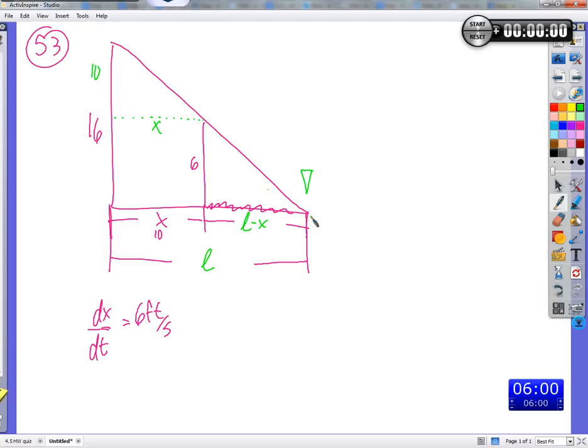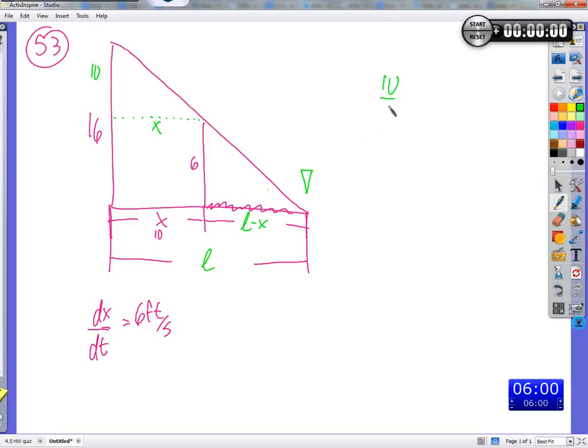Could you do 10 over X equals 16 over L? Right, so corresponding ratios of similar triangles should be equal to each other. So the vertical side to the base should be equal to the vertical side to the base.